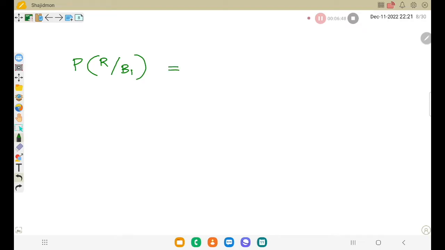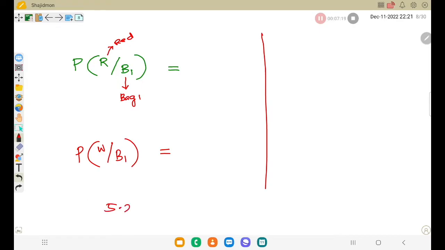We studied conditional probability, how to calculate this one. The probability of a red ball, R means the red ball, given B1, bag number 1. We can calculate that one. Or the probability of another ball, for example a white ball given it is drawn from bag number 1. We can calculate it by using normal conditional probability. Correct? This is what we studied in section 5.2.